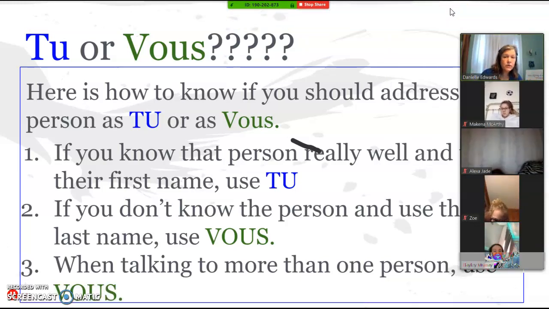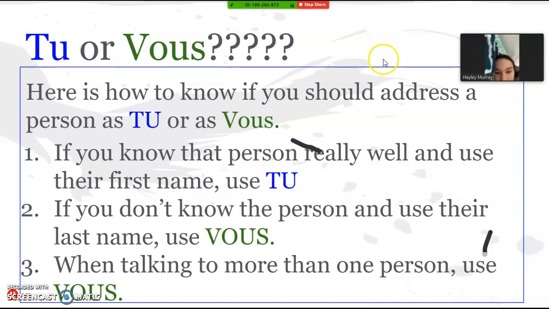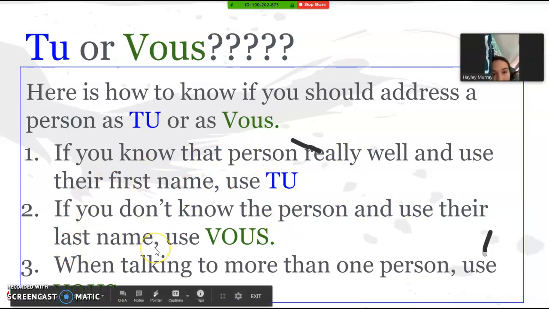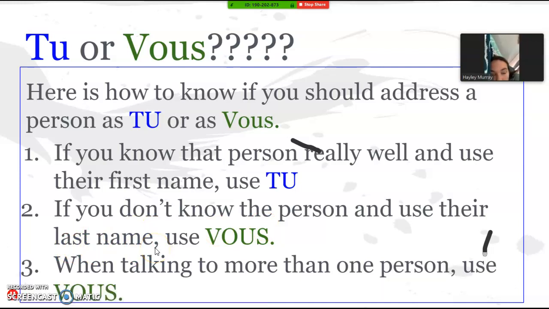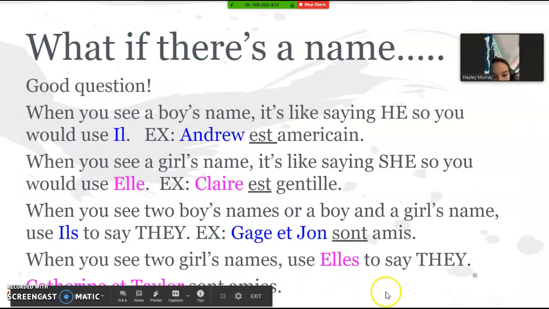And here's how to know if you should address a person as tu or vous. Okay? If you know that person really, really well and use their first name, use tu. If you don't know the person and you use their last name, such as Mr. Nee or Mr. Edwards, then you would use vous. And when you're talking to more than one person, you use vous also. Okay? What if there's a name?